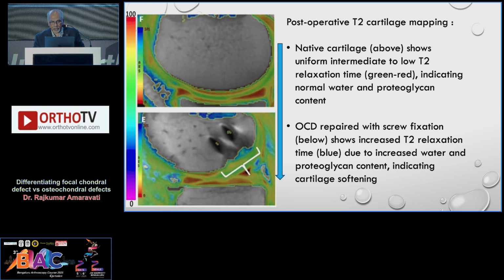This is a very important investigation that you can ask your radiologist if they are well versed in doing it. T2 mapping of cartilage. There is a relaxation time marked by the green and red zone that you can see, indicating that the normal water content and the proteoglycan content of the cartilage is good. But when the cartilage is injured or insulted, the water content and the proteoglycan content decrease and the relaxation time increases in the imaging, and you can see it marked with the blue marking on the image.